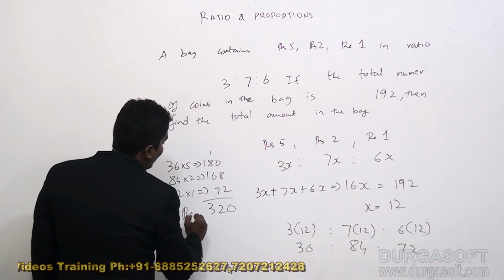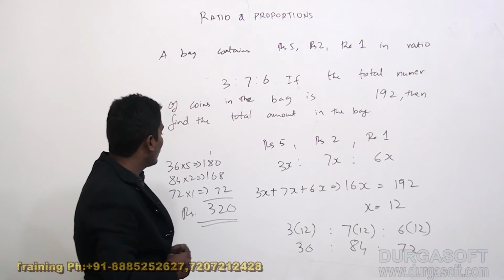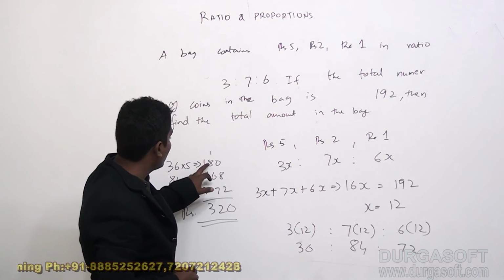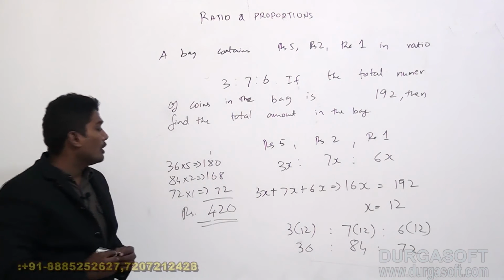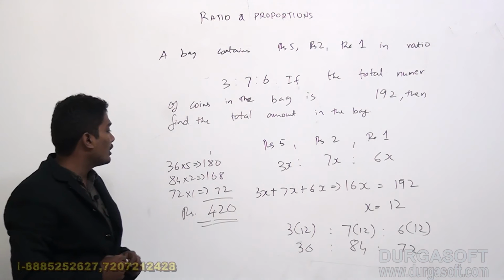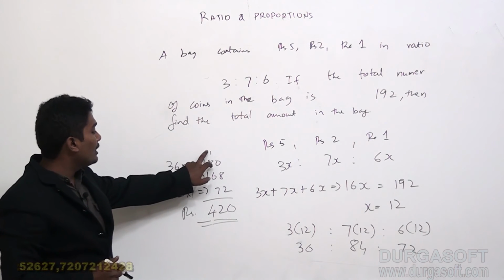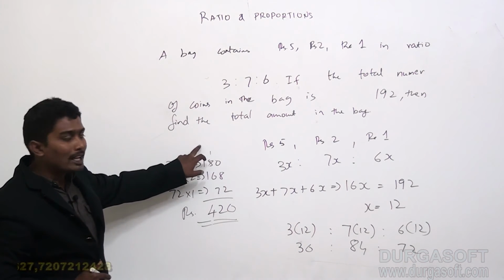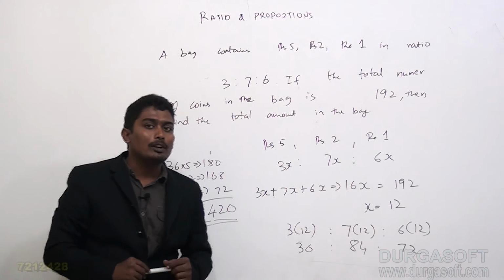So the total amount in the bag will be rupees 420. Here you can see that the sum of 8 plus 6 plus 7 is 21. 21 plus 1 is 22. So 2 goes, carry 2, 2 plus 1 plus 1, which is 4. The total amount in the bag is rupees 420.